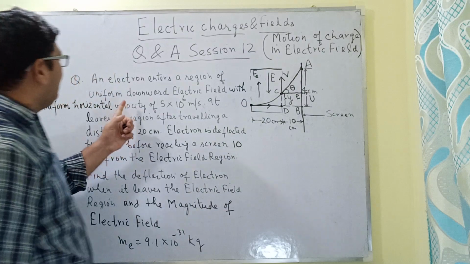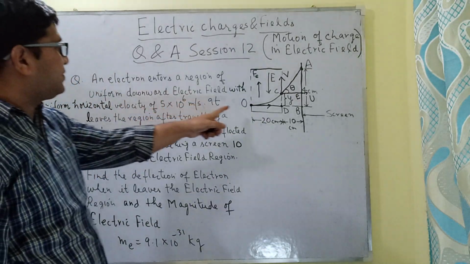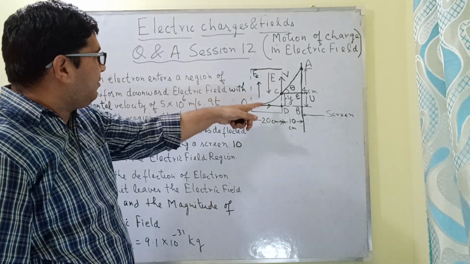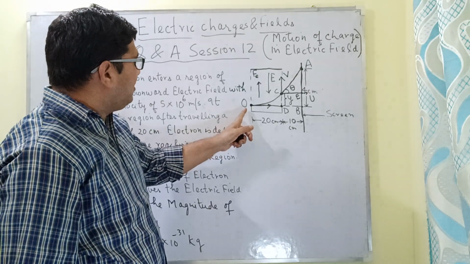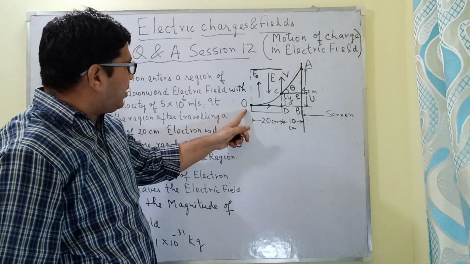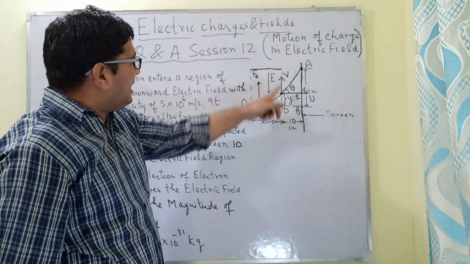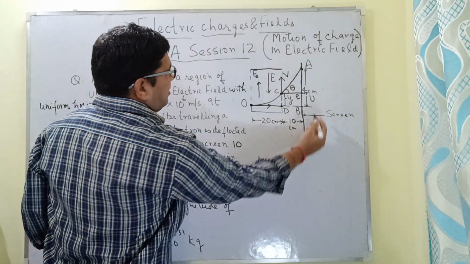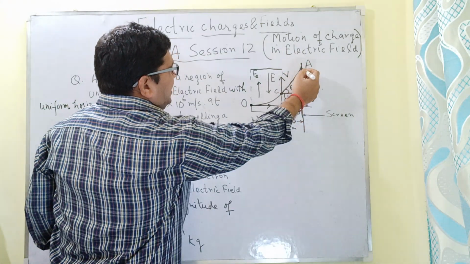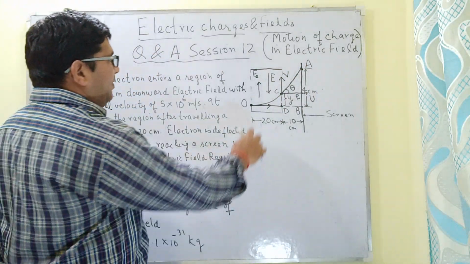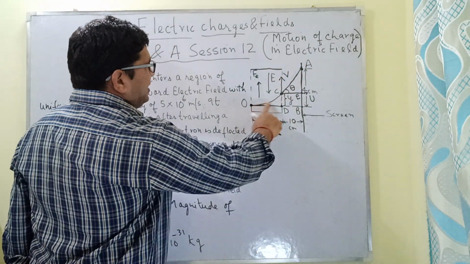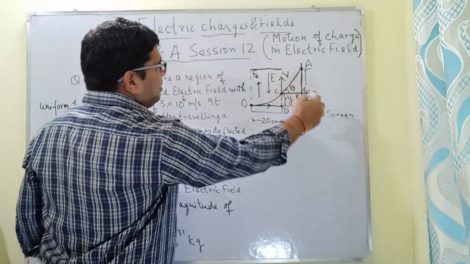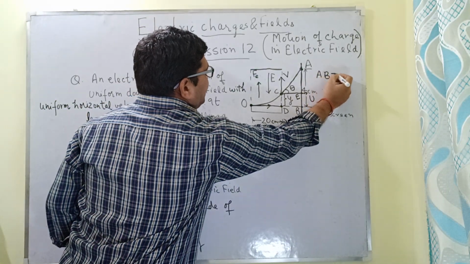As mentioned in the question, the direction of the electric field is downward, as indicated in this diagram. The electron enters this region at point O and exits the electric field region at point C, and then it hits the screen. This is the screen, and it hits the screen at this point A. When it hits the screen at point A, the deflection of the electron is equal to AB, which is equal to 4 centimeters.